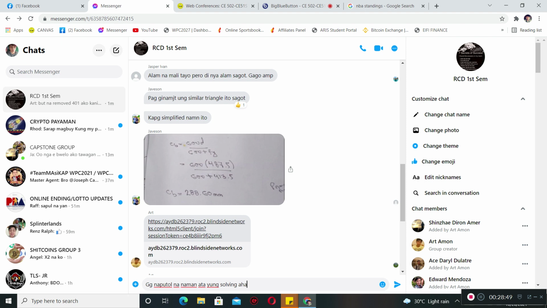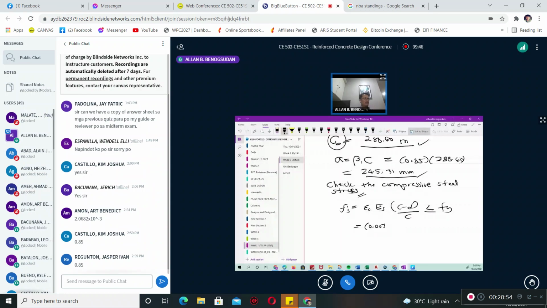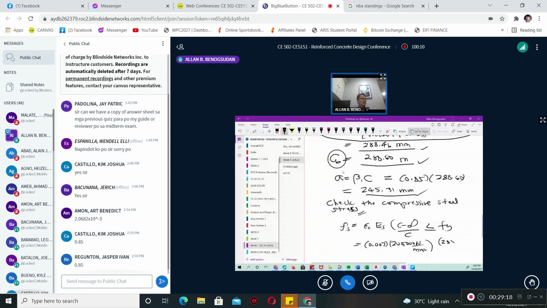Let us compute this one. E sub C. What is our E sub C? Isn't it 0.003? And this one is equal to 200,000 Newton per mm squared. This one is equal to, what's our C? It's equal to 288.46 minus 62.5, all divided by 288.46.